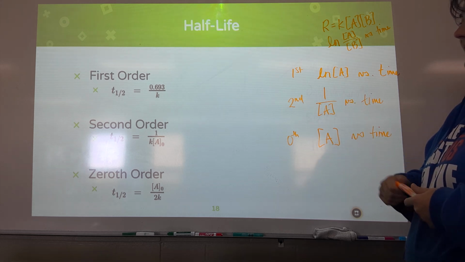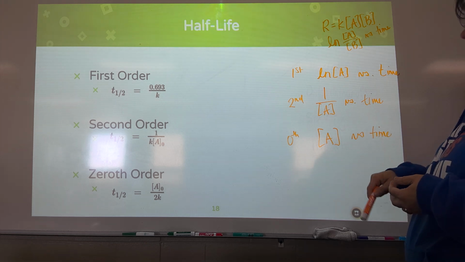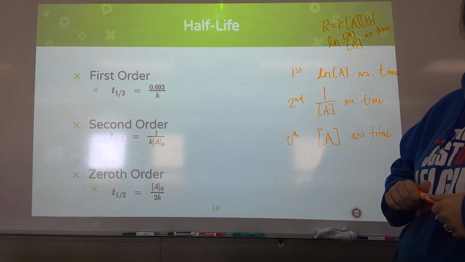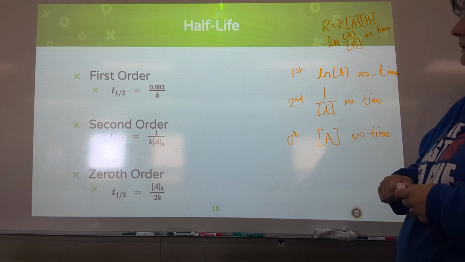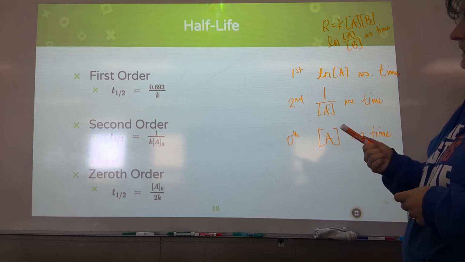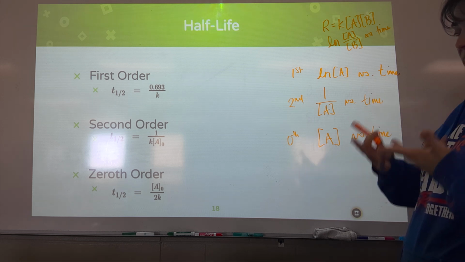Second order half-life can be found by using the half-life is equal to 1/k times the initial concentration of A. And then for our 0th order, half-life is going to be the initial concentration of A divided by 2k, which is our rate constant.